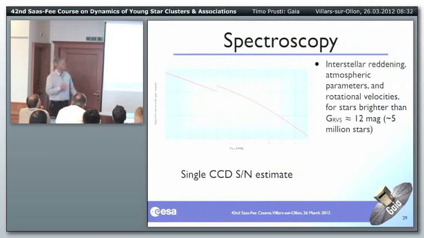So what can you do? For the photometry, that was providing the astrophysical parameters to a reasonable accuracy for a large sample of objects. Here we are talking about spectroscopy for the bright end. You get higher accuracy, you can get more astrophysical parameters, but it stops at about 12 magnitude, so we are talking about a sample of 5 million stars.